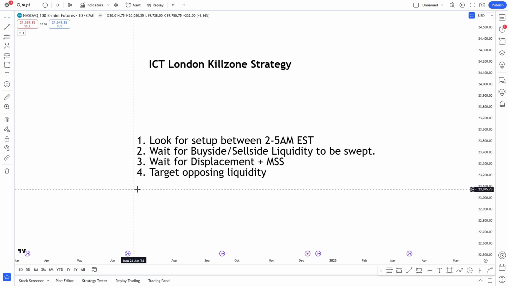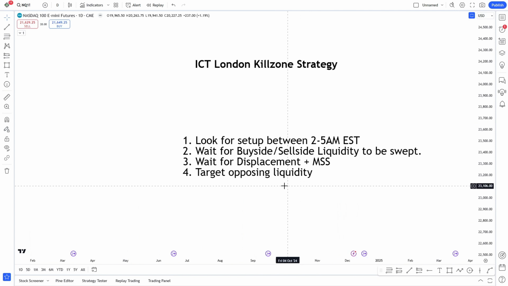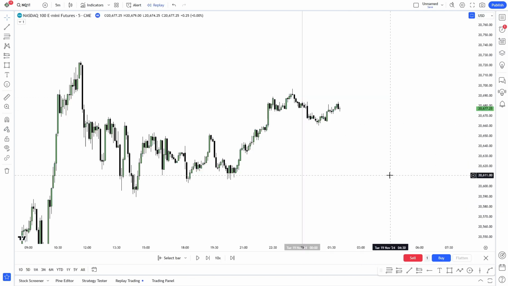And then the fourth step is to target opposing liquidity. So this can be old highs and old lows. Alright, so now with that being said guys, let me take you through some examples to show you how this looks like. Alright guys, now I am on a 5-minute chart on NQ.